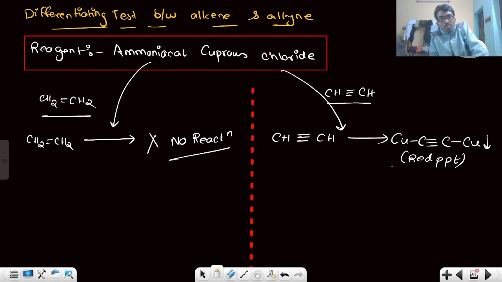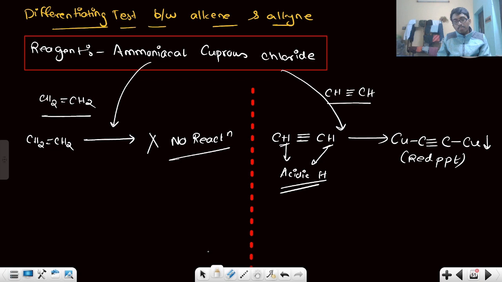So what did you understand from here? Presence of acidic character is very important. Triple bonds are more acidic than double bonds. So acidic character is involved, and the presence of this acidic hydrogen is very important. Acidic hydrogen got replaced by copper, but here the acidity is less, so this hydrogen cannot get replaced. Clear? So there is a red PPT here and no red PPT there, and that is the differentiating test between both of them. Understood? So this hydrogen is acidic hydrogen because of acidic nature. Clear?